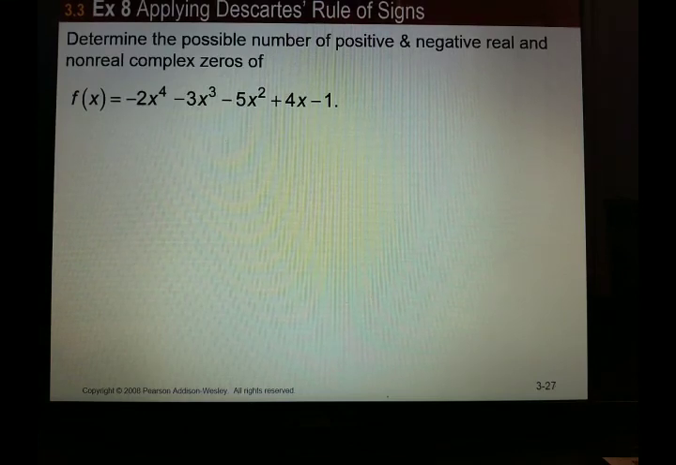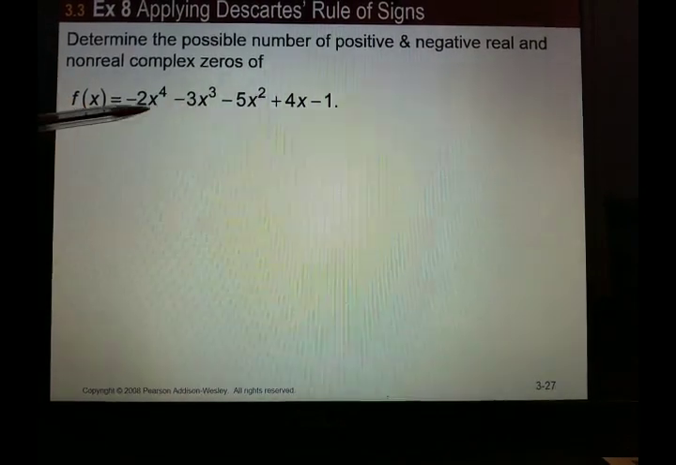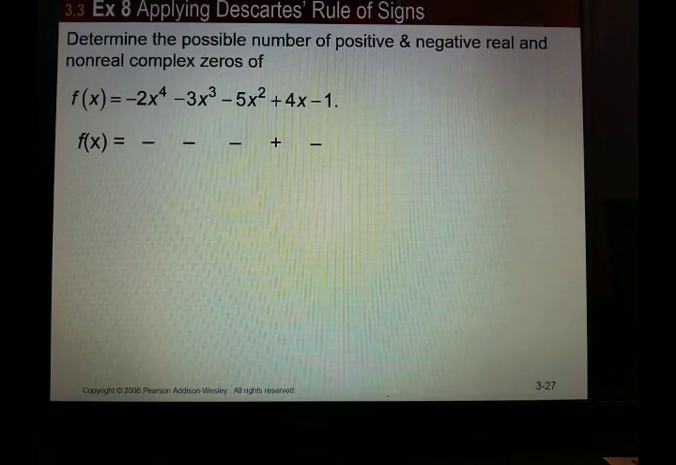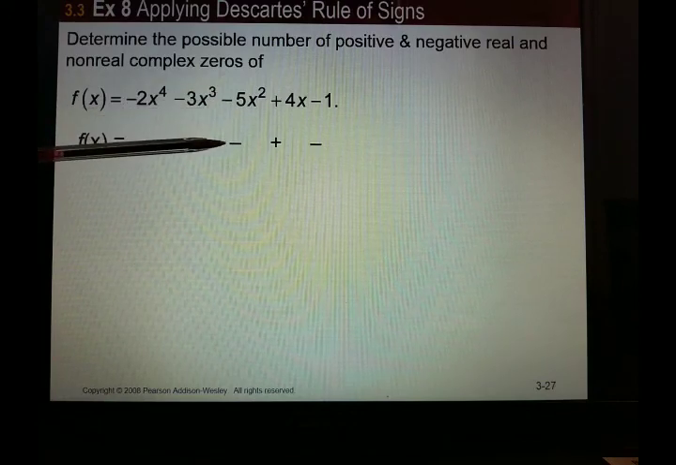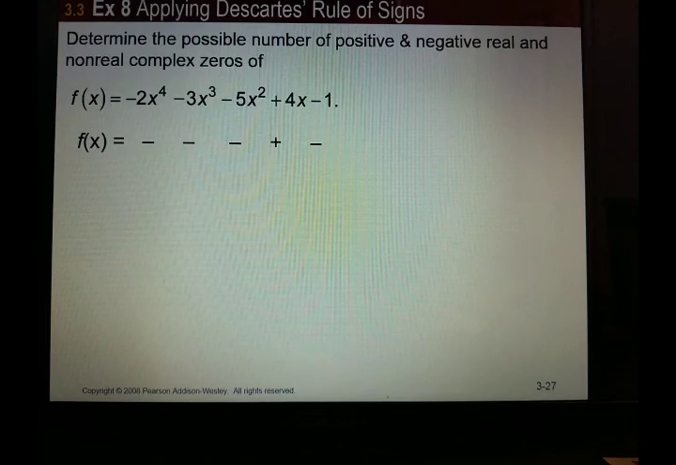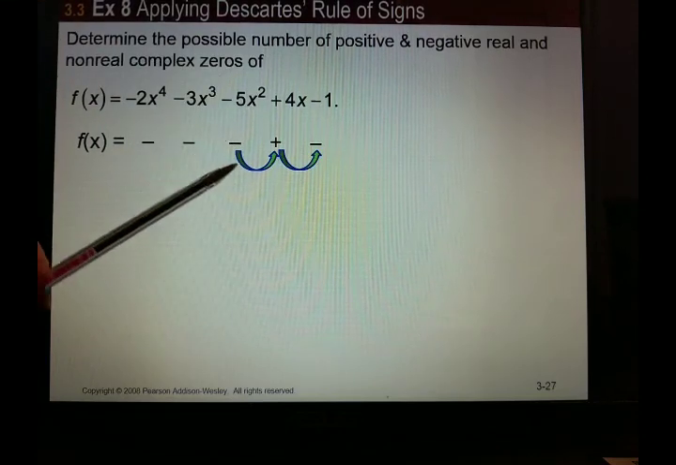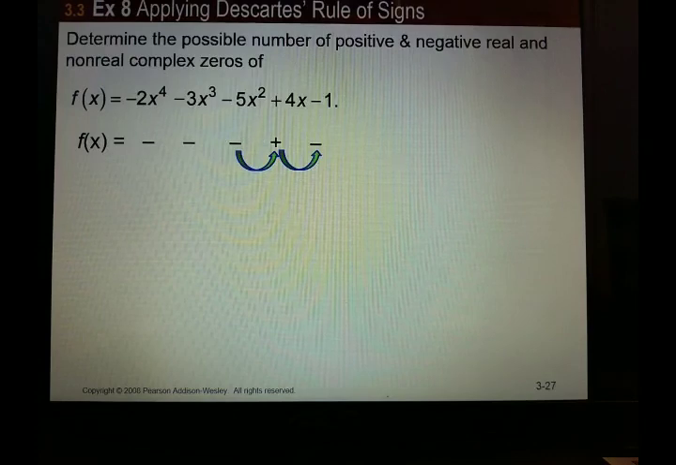So for the first one, the positives, you will not change any of these signs. You will write down each of those signs as you see them. So this is a negative coefficient here, +4, -1. So again, just writing down the signs. I then need to count how many times the sign changes. So I see a change here and one here. There were 2 changes.